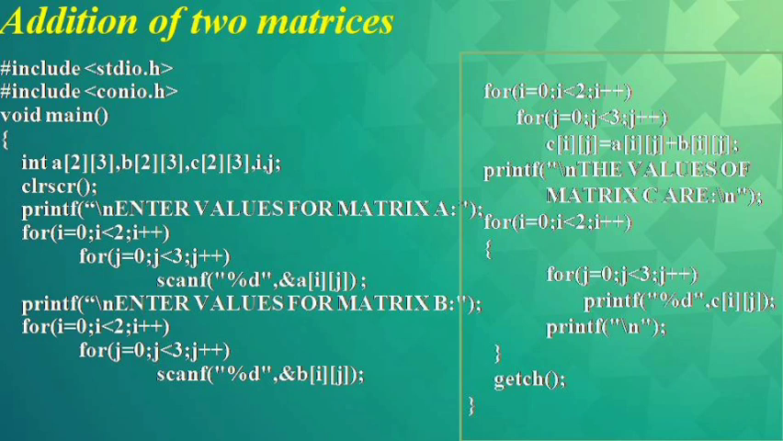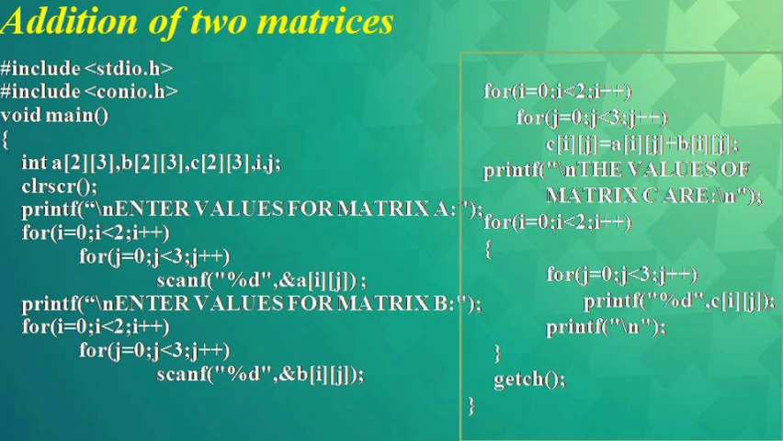When this program is executed, it will ask for the values for matrix A. After you give the matrix values, it will ask for the values for matrix B. After the values for matrix B are given, the two matrices are added by using the line C[i][j] = A[i][j] + B[i][j]. When this line is executed, it will add the two matrices, and then finally it will display the matrix C.